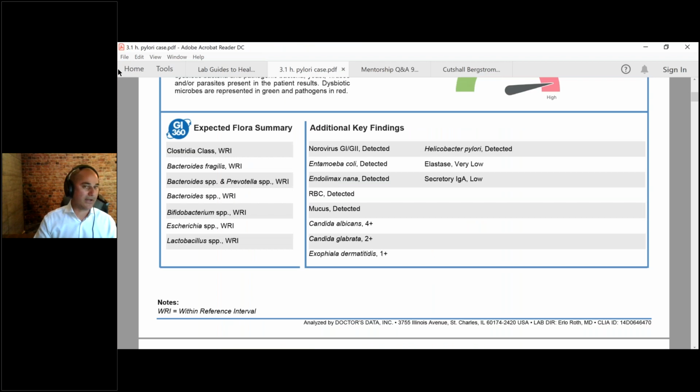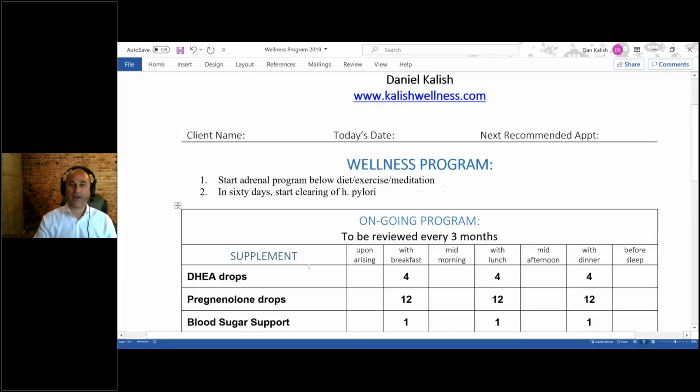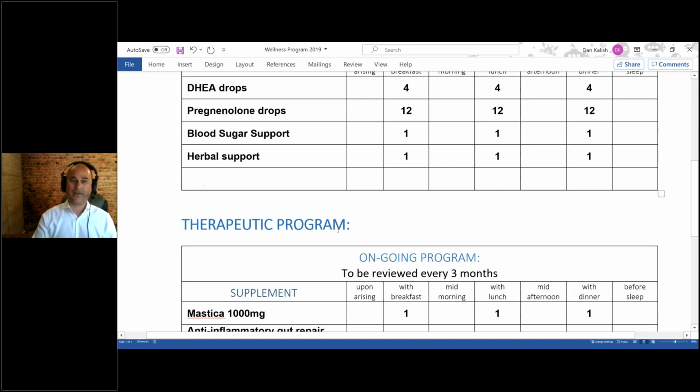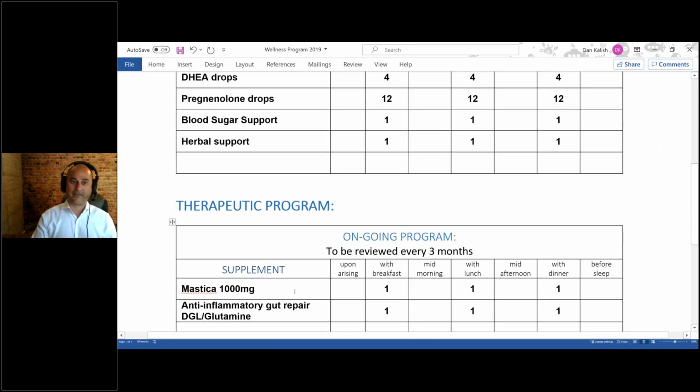Okay, so let me look at questions, and it's really as simple as this, you guys. A good adrenal program, all the meditation, diet stuff, getting that going for the first month or two, and then the anti-inflammatory gut repair with the Mastica. That works almost every time. I've done this probably close to 1,000 times in my practice. I've been teaching this exact program for 20 years. It's really pretty effective. There are many other H. pylori killers, but when you find something that works so consistently, I just kind of stick with it.